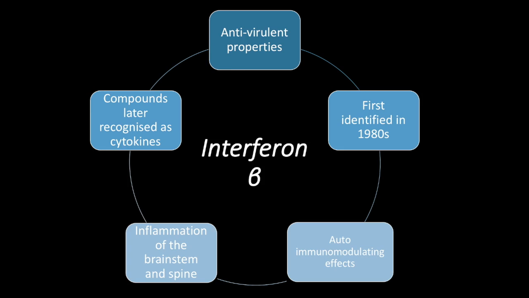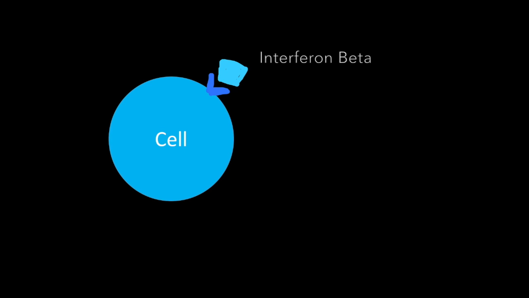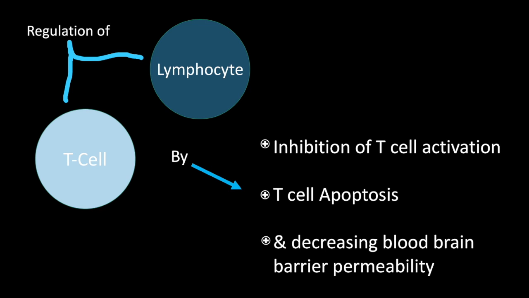Interferon beta binds to receptors expressed on all cells, with each receptor made up of 2 domains, one required for binding and the other one required for signaling. An intracellular response is then activated when interactions with interferon and the cell occur through the 2 aforementioned receptor domains. The exact role of interferon beta is unknown, though it is known to have immunomodulating effects due to its regulation of T cell and lymphocytes through means of inhibition of T cell activation, T cell apoptosis, and decreased blood-brain barrier permeability.